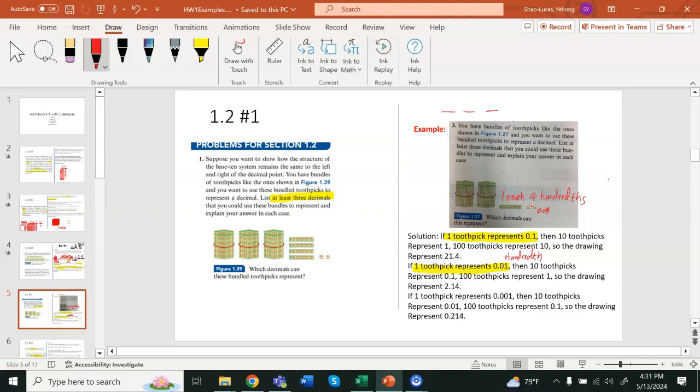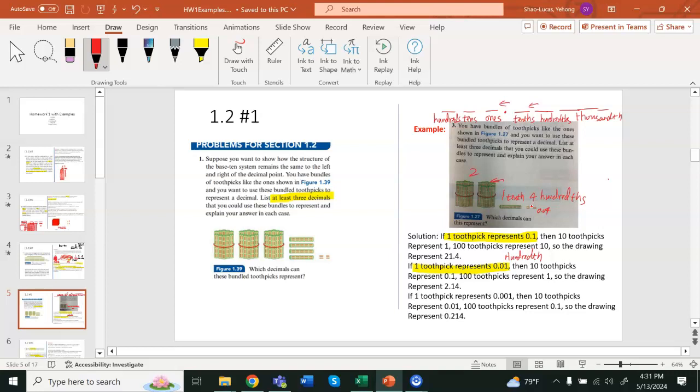Maybe I can put the place value here for your reference. To the left of the decimal point, it's ones, tens, and hundreds. To the right of the decimal point, we have the tenths, because it's 1/10 of 1, and then we have hundredths, and then thousandths. So now each toothpick represents a hundredth. 10 of them will be 1/10, and 10 of the tenths will make the next place value, which is the ones.